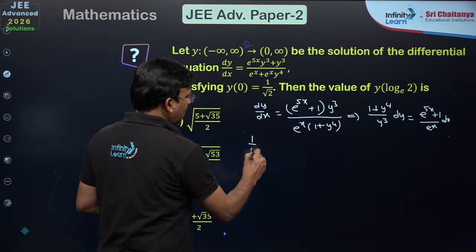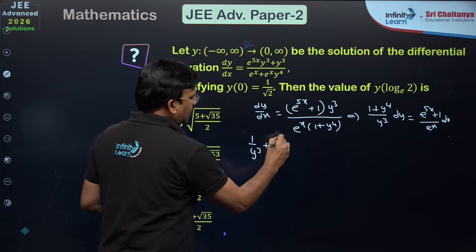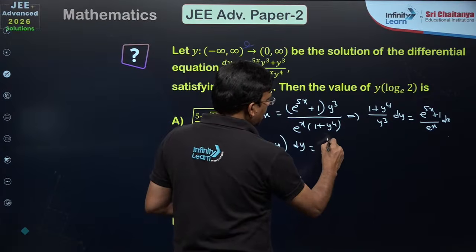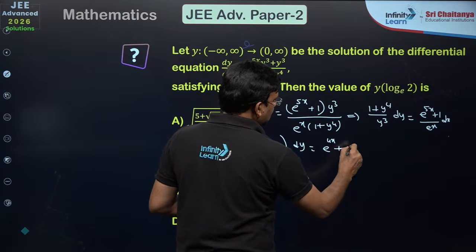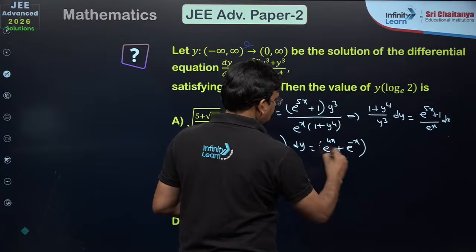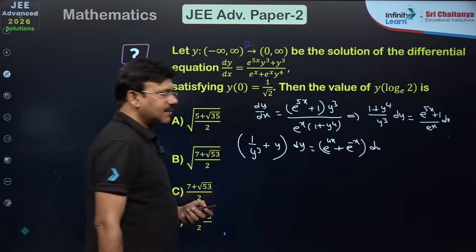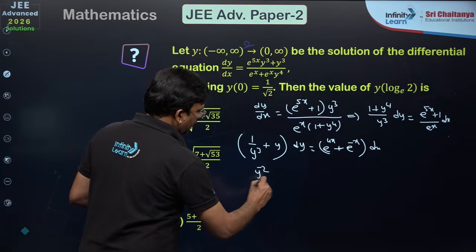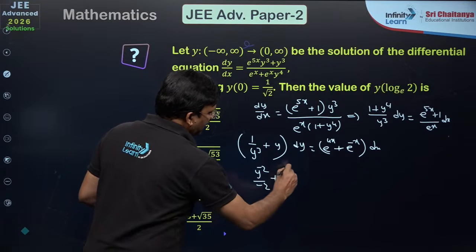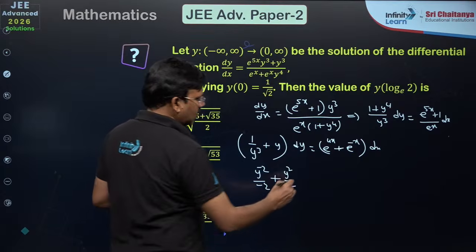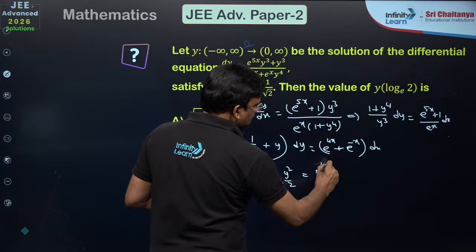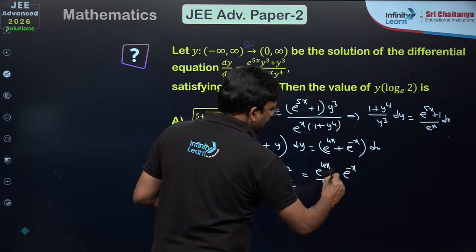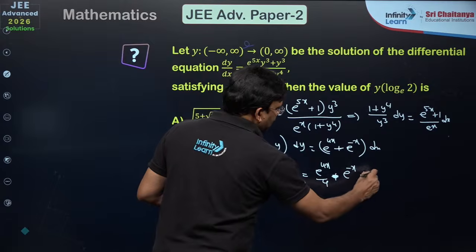Now, 1 by y cube plus y into dy is equal to e power 4x plus e power minus x dx. You just integrate. So, y power minus 2 by minus 2 plus the integral of y, which is y square by 2, is equal to e power 4x integral, e power 4x by 4, plus e power minus x by minus 1 plus c.